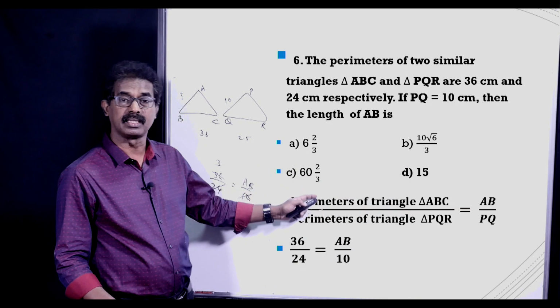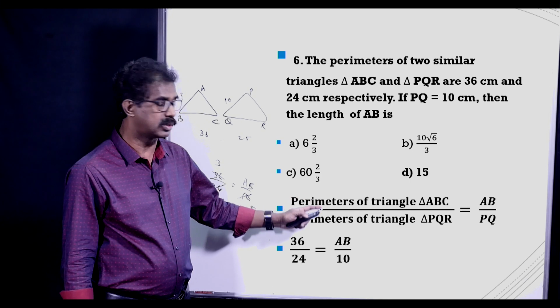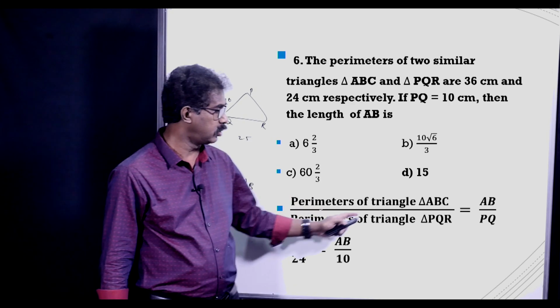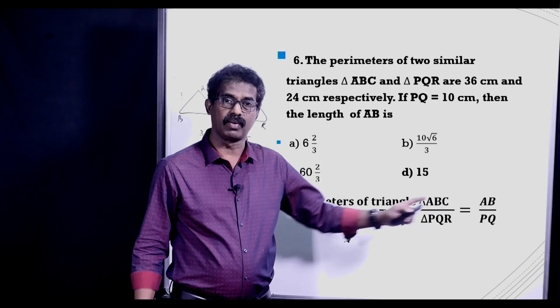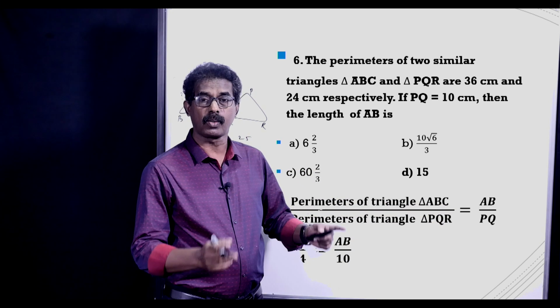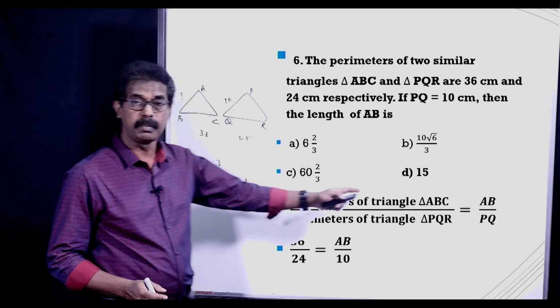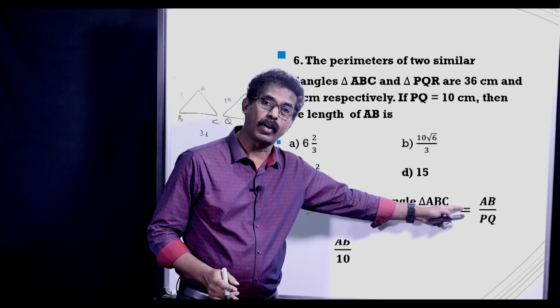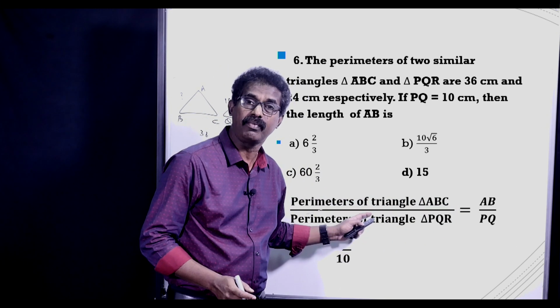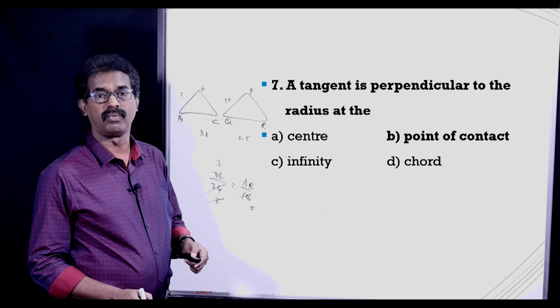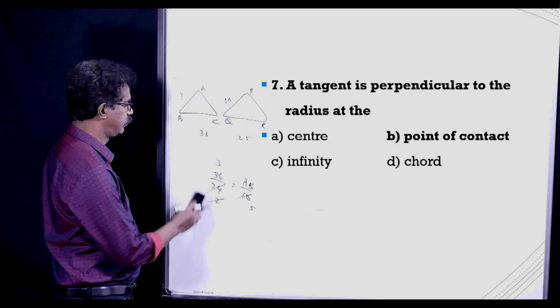So remember this result: the perimeter of two similar triangles is proportional to the corresponding sides. When it comes to area, you have to square it. Don't write AB by PQ. You have to write AB square by PQ square in the case of area. Okay, now we go for question number 7.